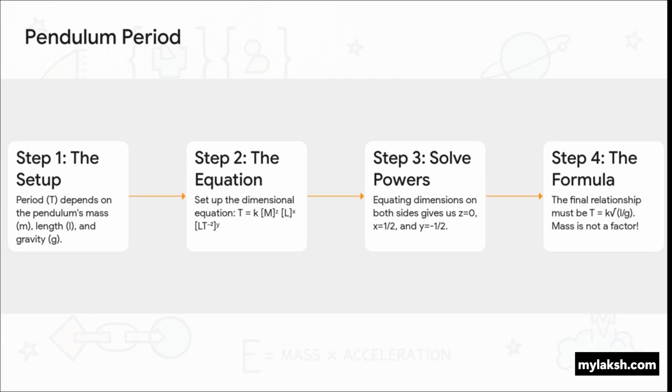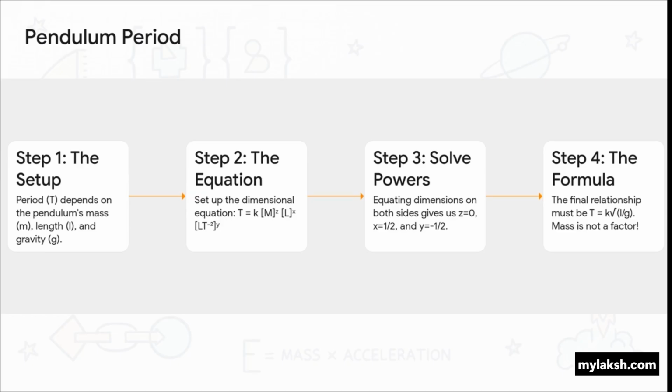Next, we translate all of that into dimensions. On the left side, we have time, which is just T. On the right, we have mass, M to the power of z, length, L to the power of x, and gravity. Well, gravity is an acceleration, so that's length over time squared, or LT^-2, all raised to the power of y. Okay, now for the fun part. We just have to make sure the powers for each dimension match on both sides of the equal sign.